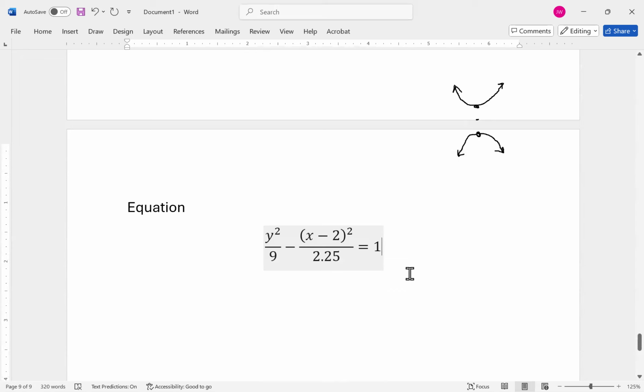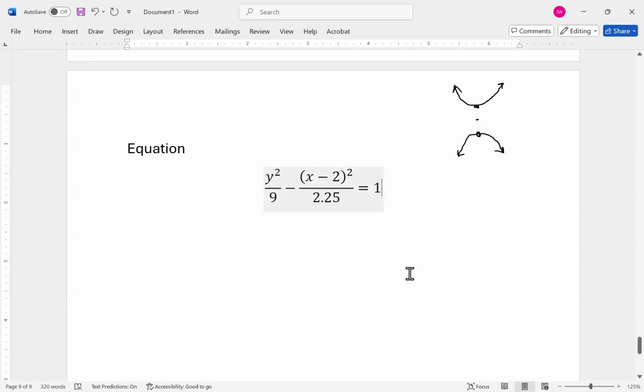Obviously, if you want to graph this on your own, you can do that. I'm not going to graph this one. I'll leave that up to you if you want.